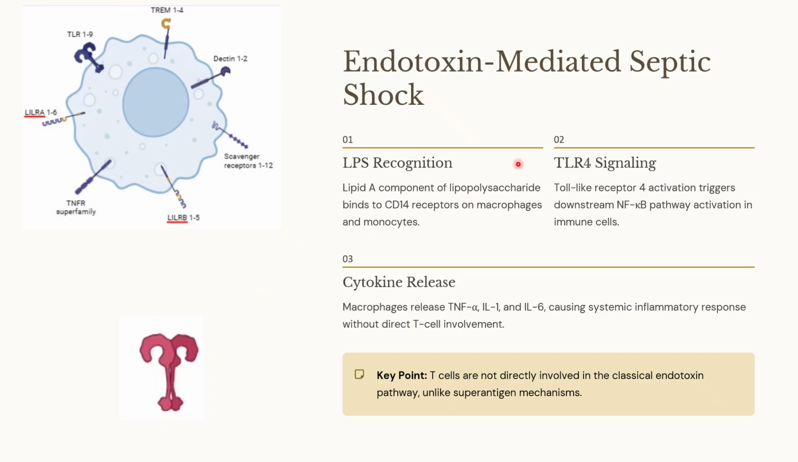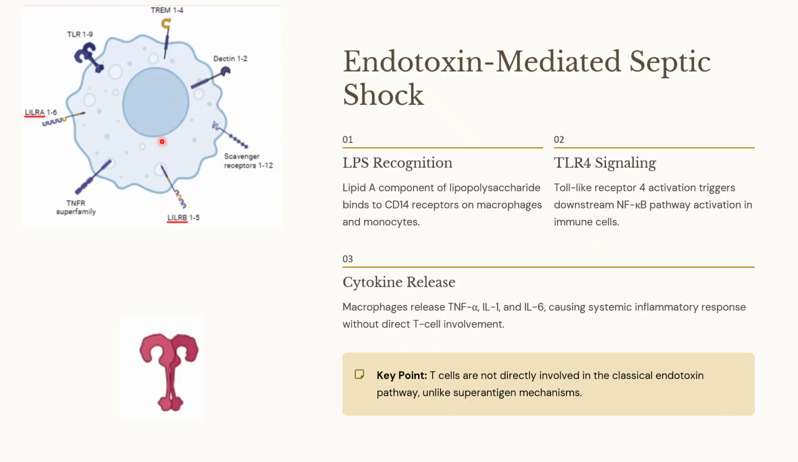The lipid A component of the lipopolysaccharide will bind to the CD14 receptor, which is a component of the toll-like receptor 4. So this is the toll-like receptor 4 and this is the macrophage with the toll-like receptors. So when the endotoxin binds to the toll-like receptors, to be more clear, the lipid A subunit of the lipopolysaccharide of the endotoxins will bind with the CD14 receptor, which is a component of the toll-like receptor 4 signaling.